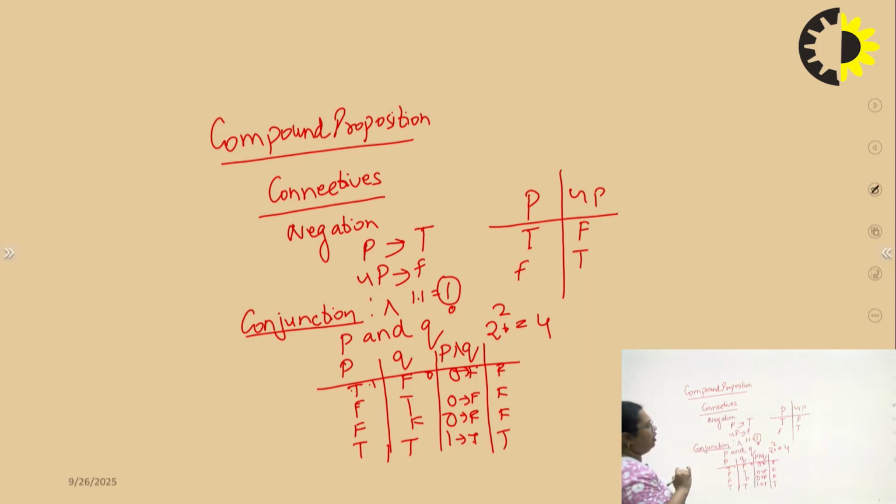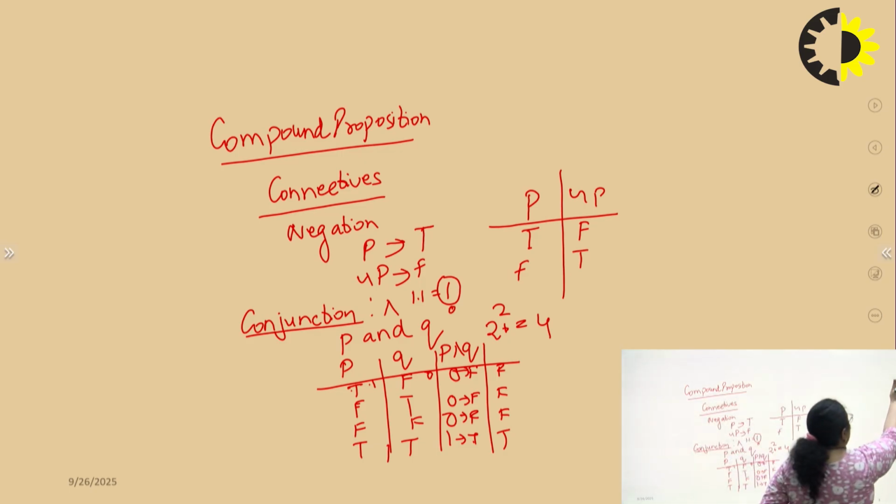This is the truth table for conjunction. So now we will study the next topic, disjunction. Truth table for disjunction.